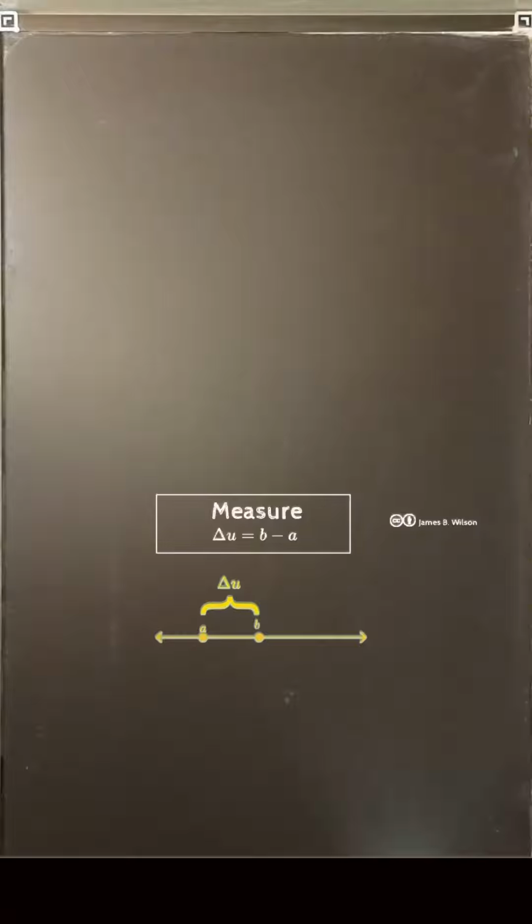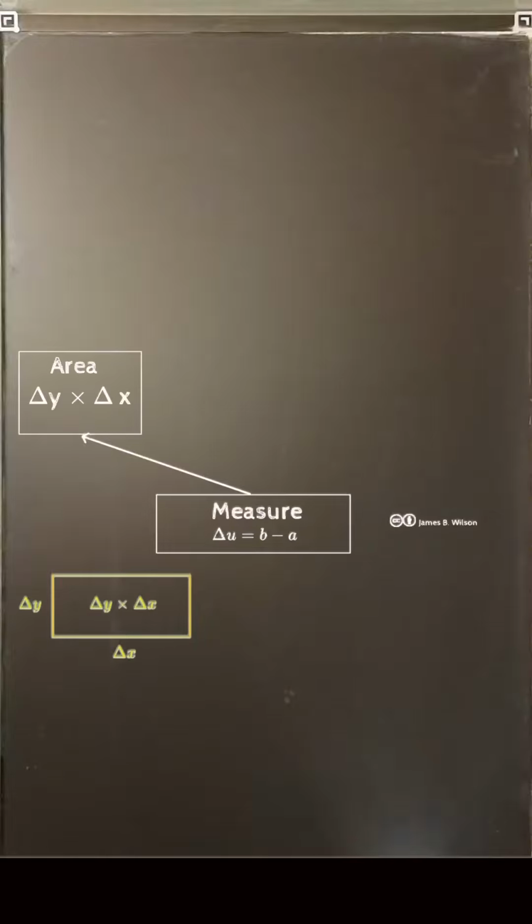Machines today can do calculus, but it's our job to understand what it's doing and whether we trust it. Start with measuring a length on an axis u. If first I read a and then b, then I'll call the length b minus a, or simply delta u. Need an area? I define the area of a rectangle to be the height times the width.